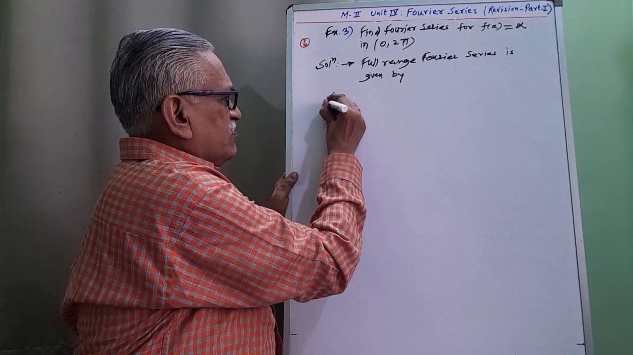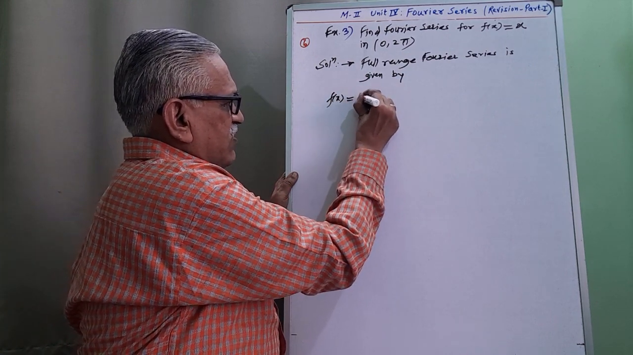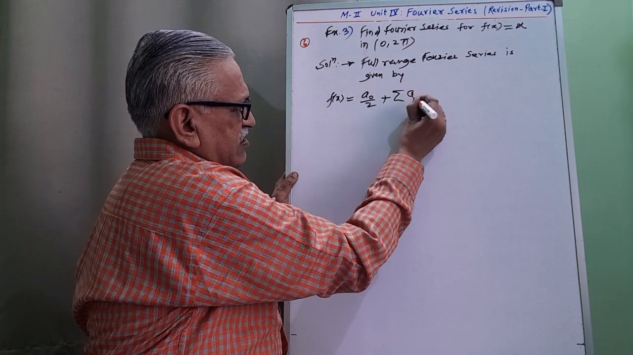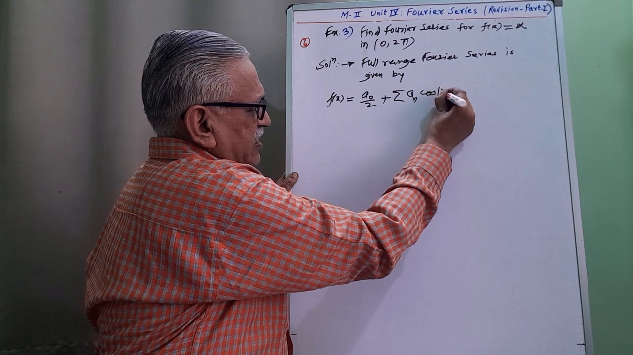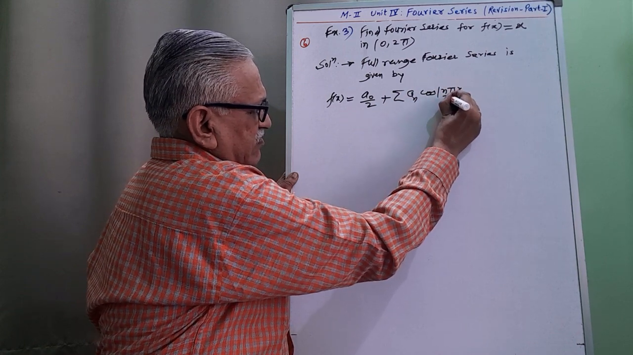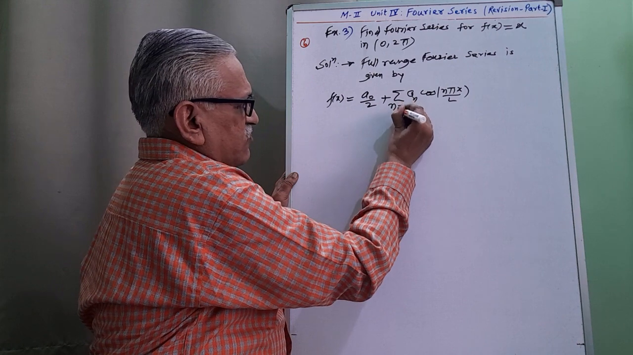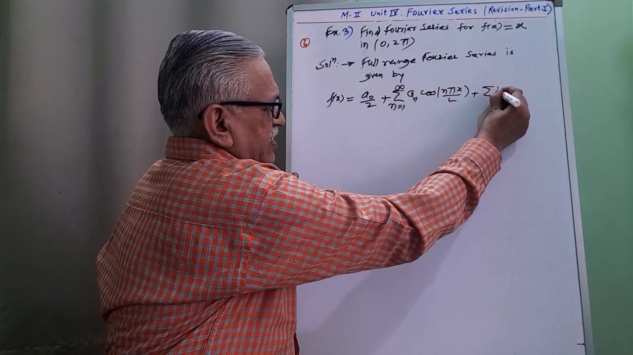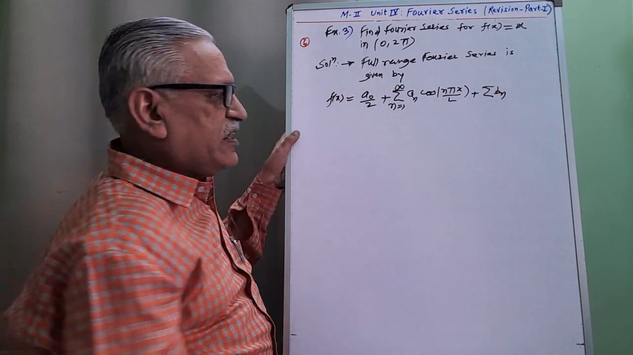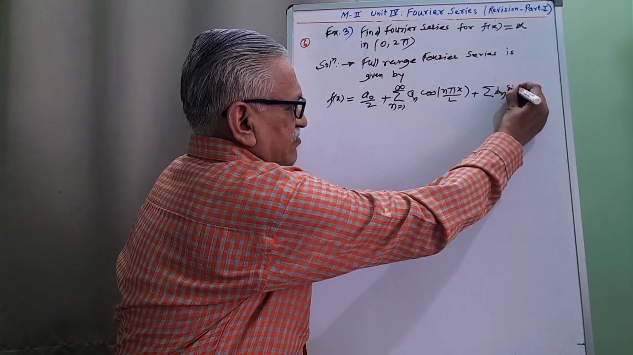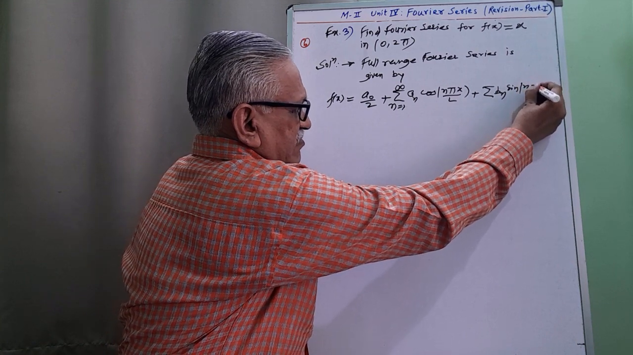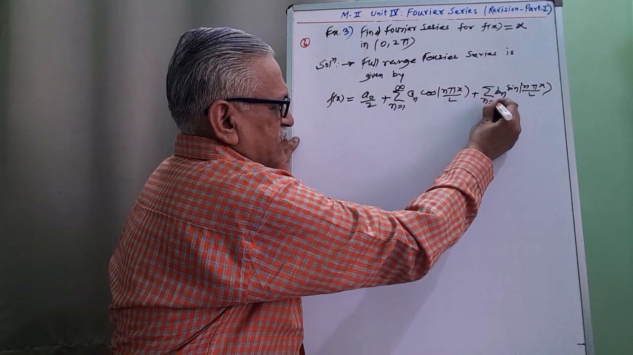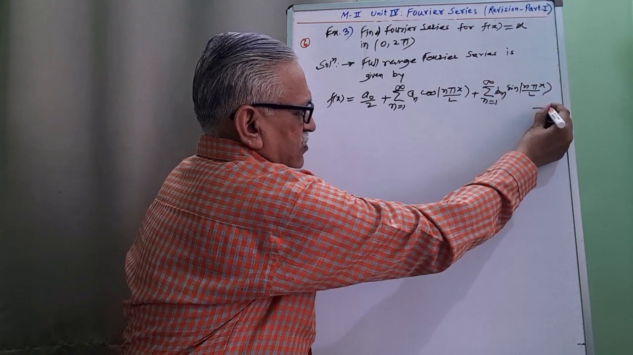f of x is equal to, the formula is a0 by 2 plus summation of an cos n pi x by l, n changes from 1 to infinity, plus summation of bn sin n pi x by l, n changes from 1 to infinity. 1 mark for this.